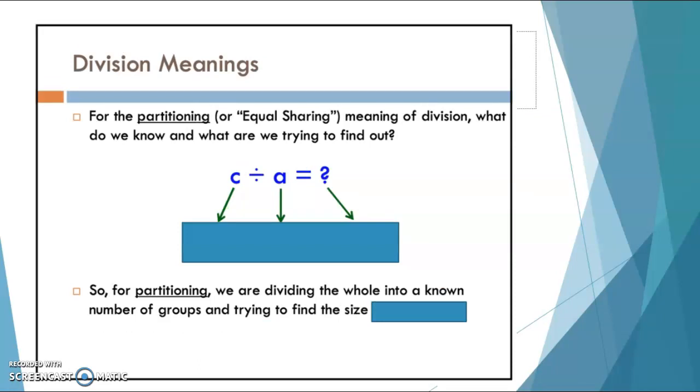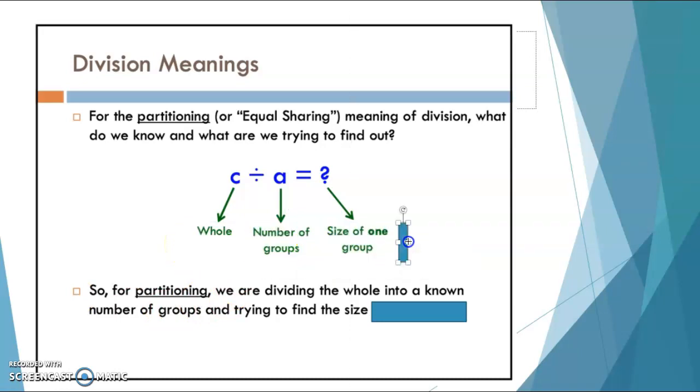For partitioning or equal sharing, meaning of division, what do we know and what are we trying to figure out? A divided by C equals, so again, C the whole, A the number of groups. What we're trying to find is the size of one group. So for partitioning, we're dividing the whole into a known number of groups and trying to find the size of one group.